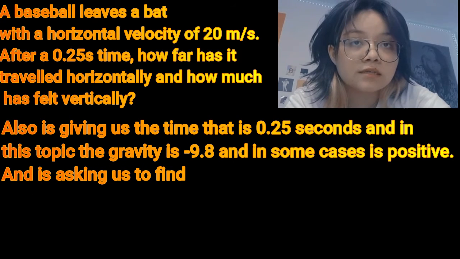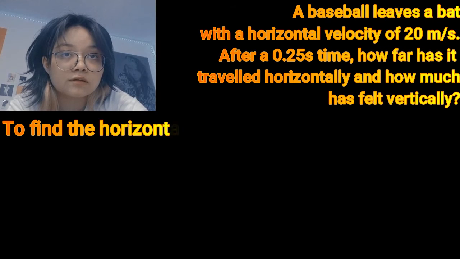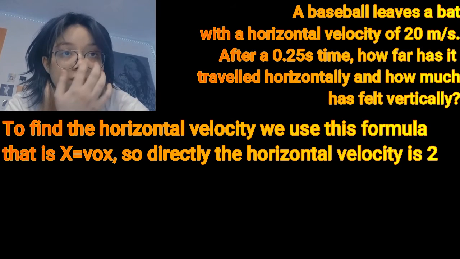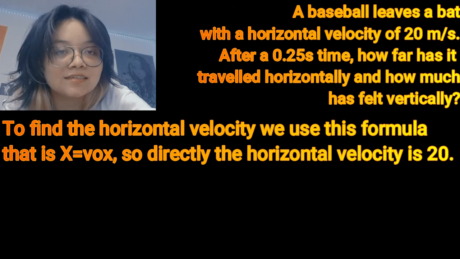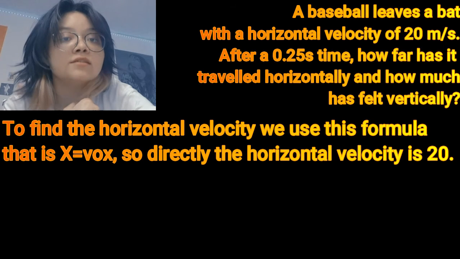It's also giving us the time, which is 0.25 seconds, and in this topic the gravity is negative 9.8, and in some cases it is positive. It's asking us to find the horizontal and the vertical distance. To find the horizontal distance, we use this formula: x is equal to Vox times t. So directly the horizontal velocity is 20.